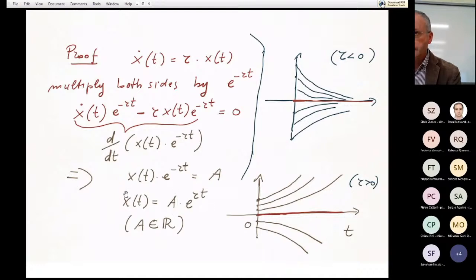Although this is intuitive for this function, keep in mind the technique we use to solve the equation. This is called the integrating factor technique. It is very useful because it can be applied, for instance, also to a situation in which r is not constant, but depends on time. It can be applied in the same way. I will show you this later.